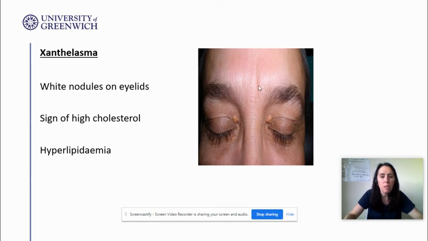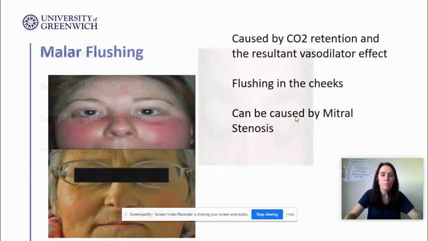Xanthelasma, you can see with this patient, we have these fatty deposits around their eyes. And that is, again, hyperlipidemia or high cholesterol. Think about high cholesterol in the cardiovascular system. We've done this in Pat Pass's module. When the atheroma builds up and builds up, the plaque builds up, becomes dislodged, it can travel around and cause a myocardial infarction or a stroke.